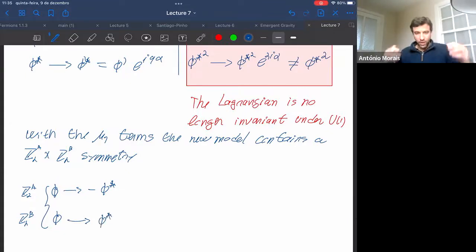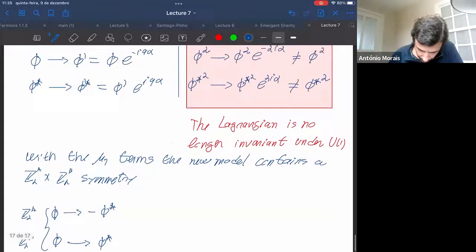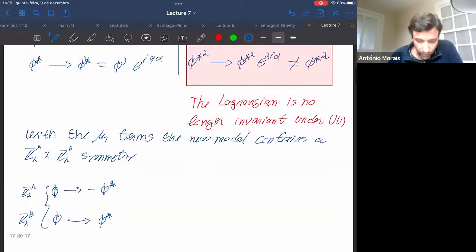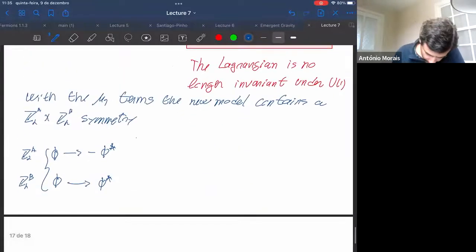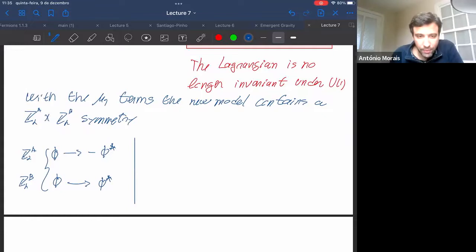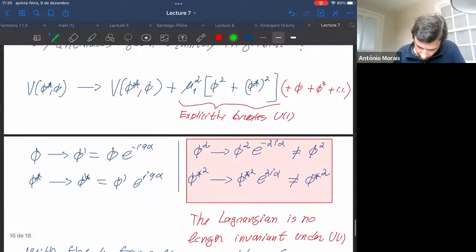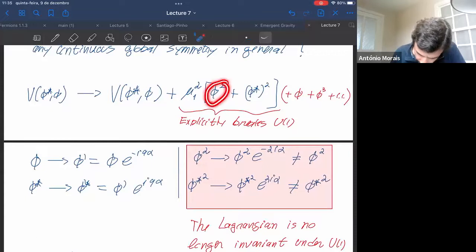So these are two independent transformations in the potential, and in fact, let's look into the operators that we have to make sure that this is indeed the case. In the case of the first, we have phi squared goes to minus phi conjugated squared, and this is trivially phi conjugated squared. So what's happening here is that you are transforming this term into this one here.